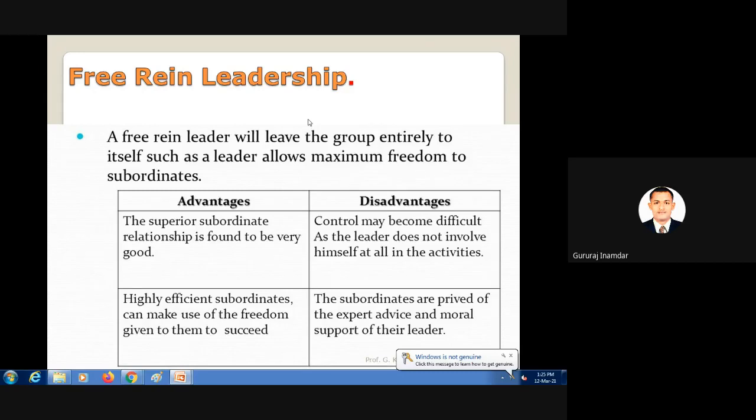As the leader does not involve himself at all in activities. The next is that the subordinates are deprived of expert advice and moral support from their leader.